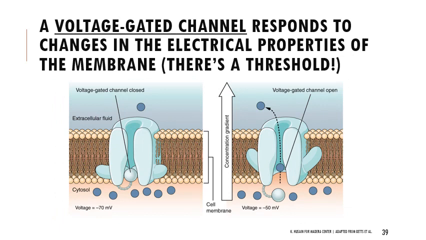Finally, there are voltage-gated channels, which are very, very crucial for the process of action potentials. These respond to changes in the electrical properties of the membrane. If we look at the bottom left image, when the voltage-gated channel is closed, the voltage inside the cell is measured at -70 millivolts. That number is very important because that is the resting membrane potential. That -70, you need to know that.